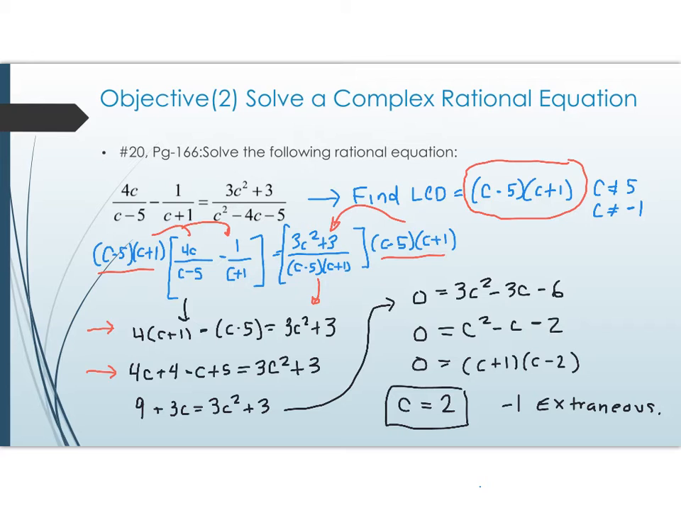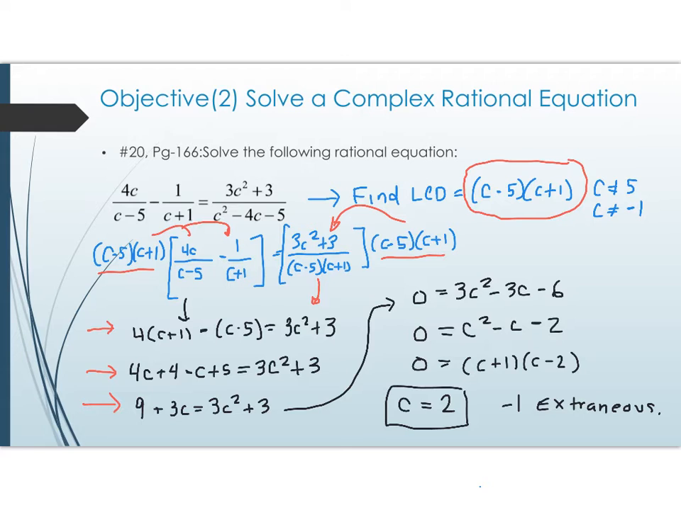We combine like terms on the left side of the equation, and we get 9 plus 3c is equal to 3c squared plus 3. And now we use the zero principle again: 0 is equal to 3c squared minus 3c minus 6. What we did is we moved everything from the left-hand side of the equation over, and when we do that we have to change the signs. Now 0 is equal to c squared minus c minus 2, and now 0 is equal to c plus 1 times c minus 2.